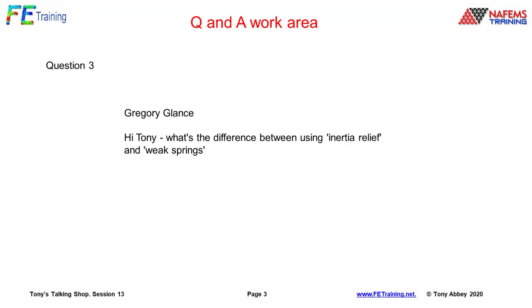Gregory says, what's the difference between using inertial relief and weak springs? If we get it right, then we could pick points where instead of doing hard to ground, my 6 degrees of freedom, we could connect weak springs to ground. You've still got to connect them to ground. That would be one approach.